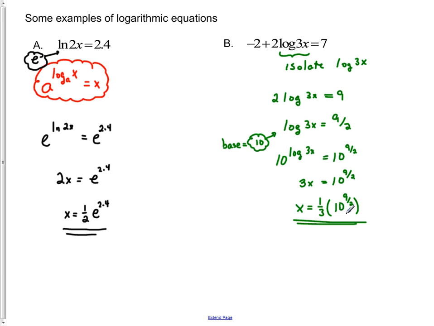Of course, we might say, okay, square root of 10 raised to the 9th power or something like that. But I think we're good with this kind of answer.